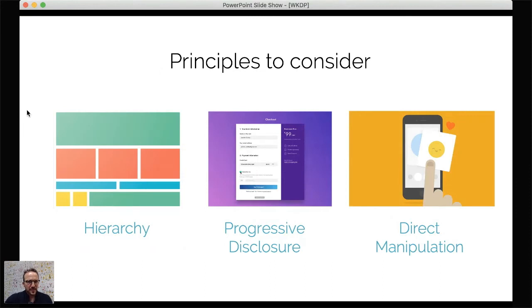So a few other principles to consider related to the 80-20 rule are, of course, the whole notion of hierarchy. It's definitely a fundamental principle for design in general, for graphic design, and also, of course, for user experience. Progressive disclosure is another really important principle. We did a session already on this. It's available on YouTube, so if you want to explore that. And direct manipulation. Maybe a future session would be on this also very important principle for interaction design.